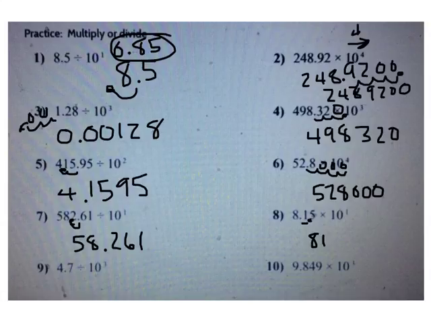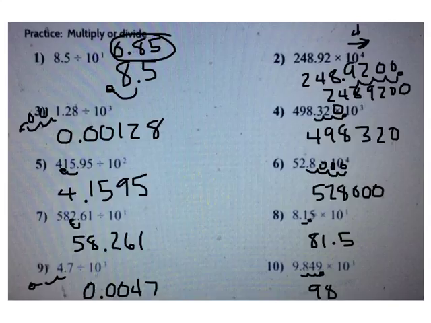What's number 8? It appears the decimal moves to the right once. The answer is 81.5. What's number 9? It appears the decimal moves to the left 3 times. 1, 2, 3. So the correct answer is 0.0047. What's number 10? Well, it appears the decimal moves to the right 3 times. 1, 2, 3. So the correct answer is 9,849.